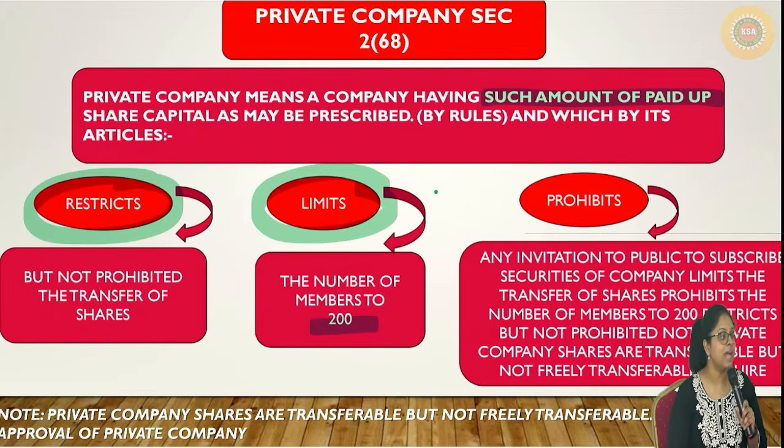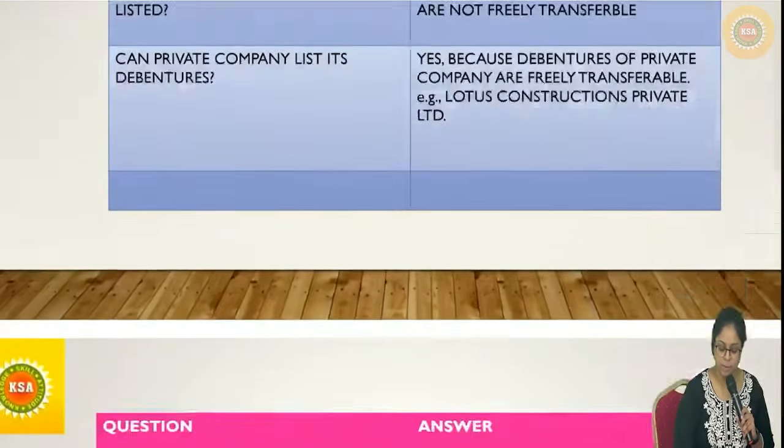And the last is it prohibits. It prohibits from what? It prohibits from inviting the public to subscribe to the shares of the company, right? So that is the definition of a private company.